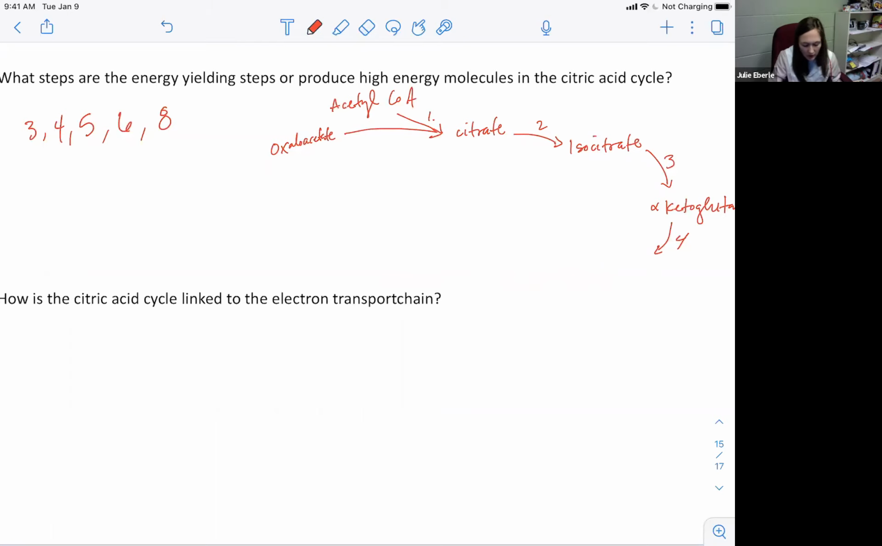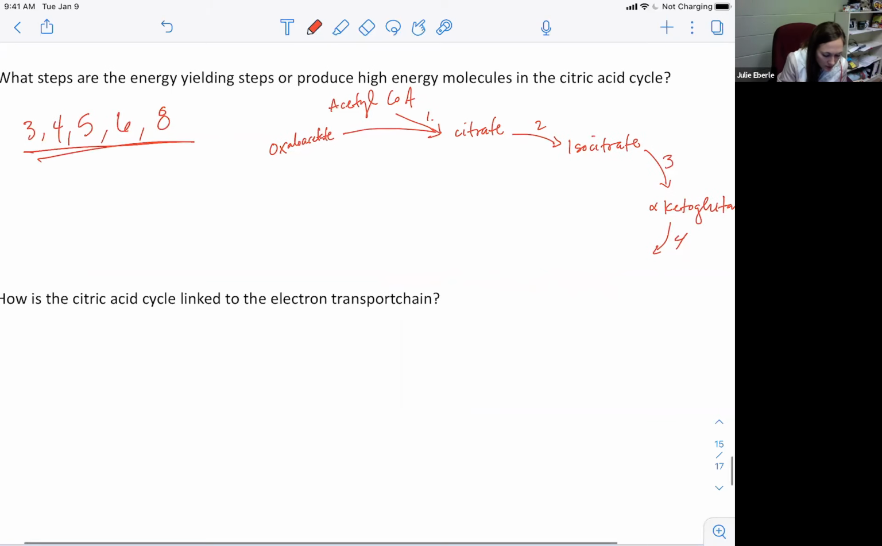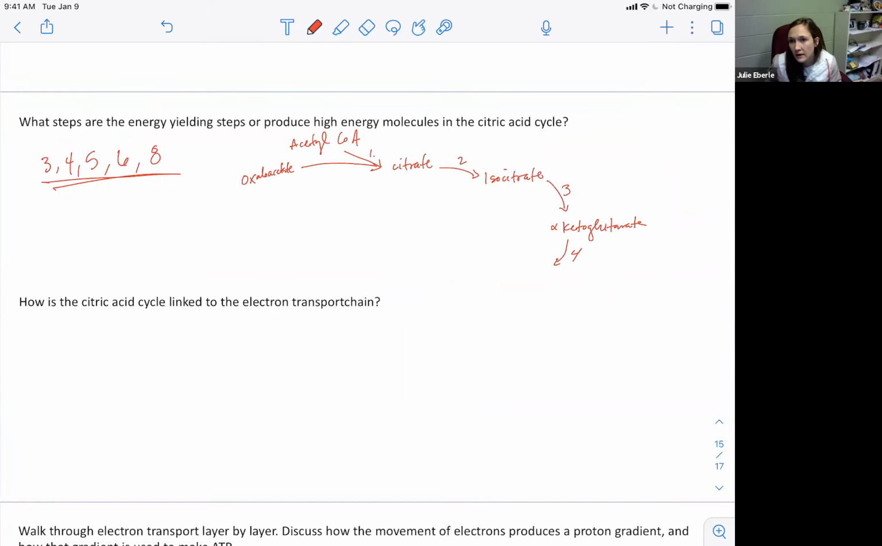Okay, but basically you can look at that figure that we wrote out in lecture. Those are the steps that are important. So know the overall products of the citric acid cycle. What all do we make from the citric acid cycle? You guys remember what the net products were?